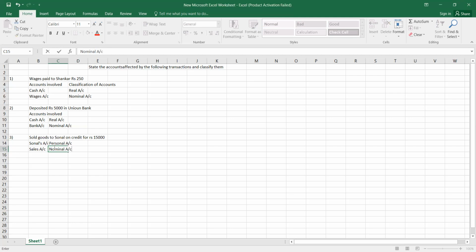So in future, you are going to recover money. This will be your sales account. You have sold goods, so this goes to sales. Next transaction.